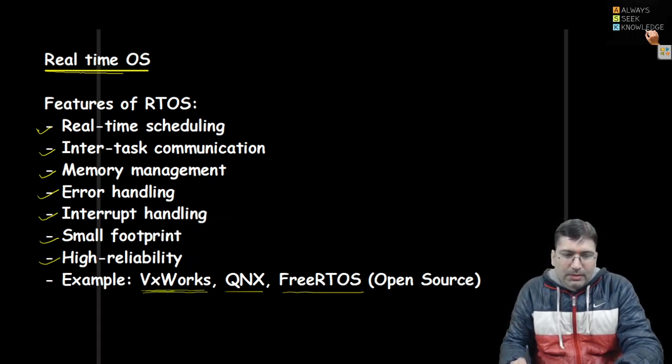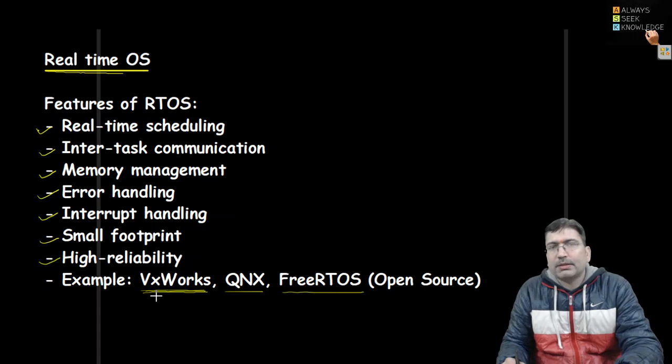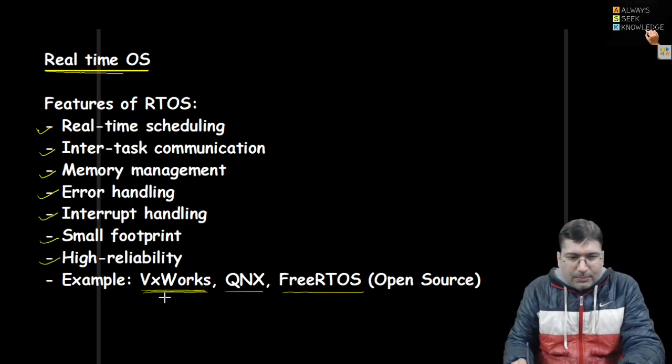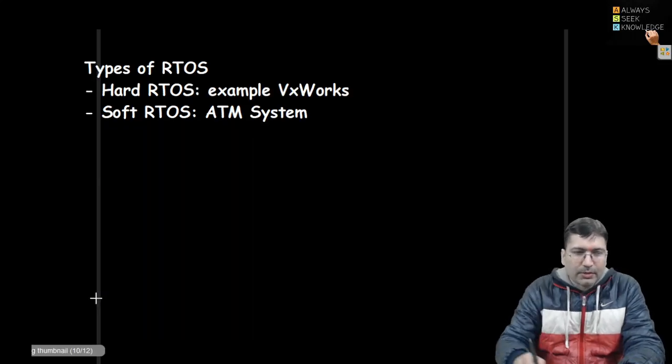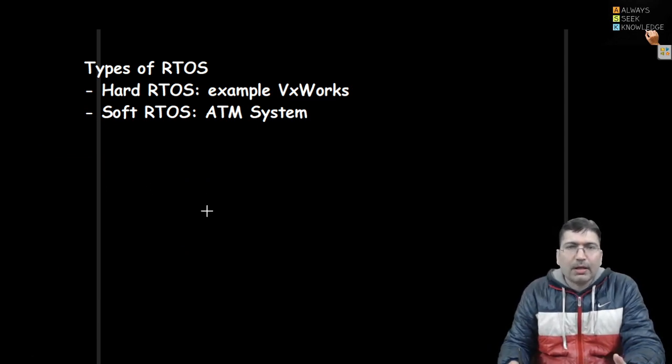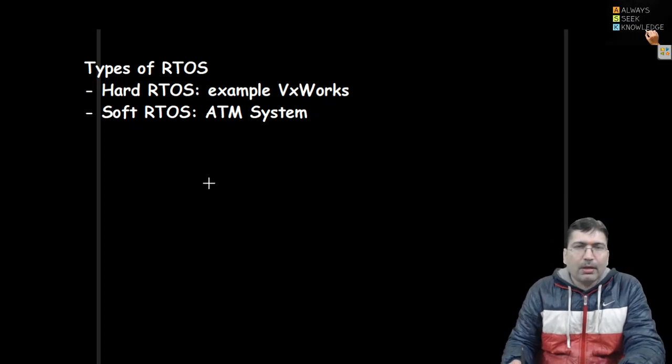The VxWorks operating system we use in multiple places where very hard-bound jobs are there. So this is one of the examples of a hard real-time system also. There are two types of real-time operating system. One is hard real-time, another is soft real-time.